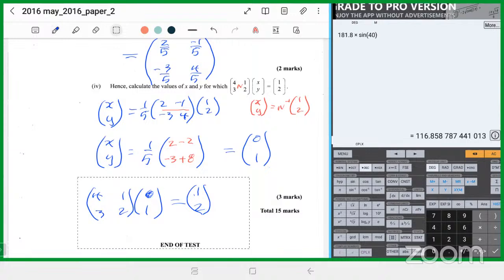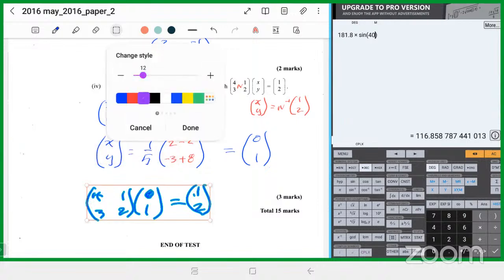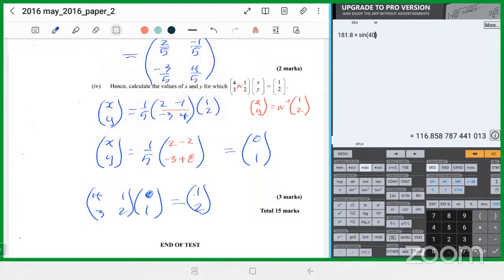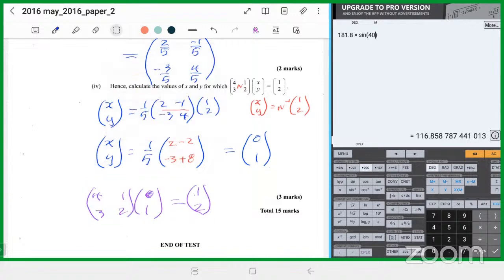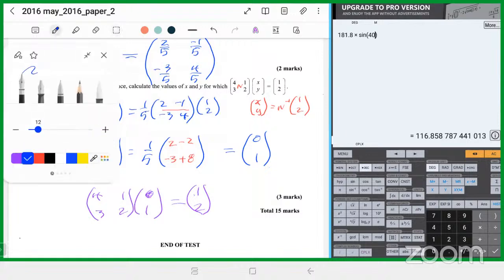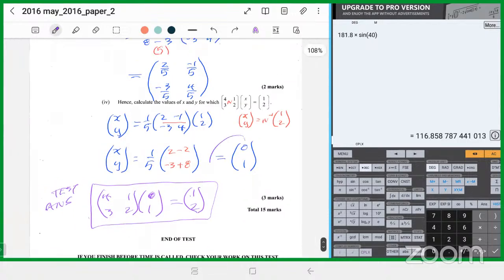This is like a test. Change the color to purple. Didn't change. This is like a test to test my answers, to test if the answer is correct. You don't have to do this, but I just wanted to make sure. So that is it. This is the correct answer right here.